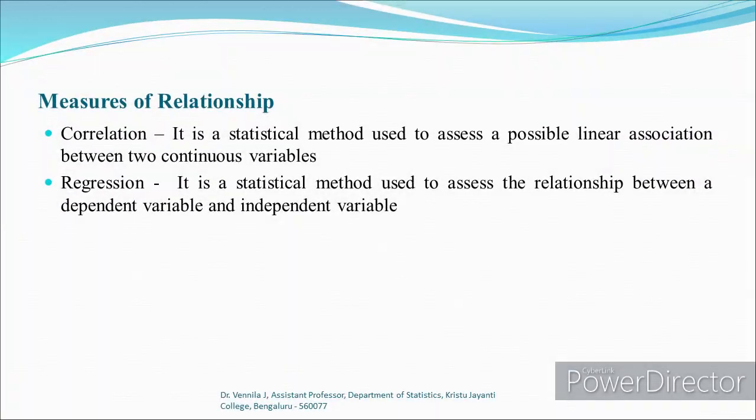Next is the measures of relationship. Measures of relationship are of two types: one is correlation and the other is regression. Correlation is used to identify the relationship between two variables. Only when the two variables are continuous do we apply the correlation method. The second one is regression. Regression is one of the methods to find the relationship between the dependent variable and the independent variable.